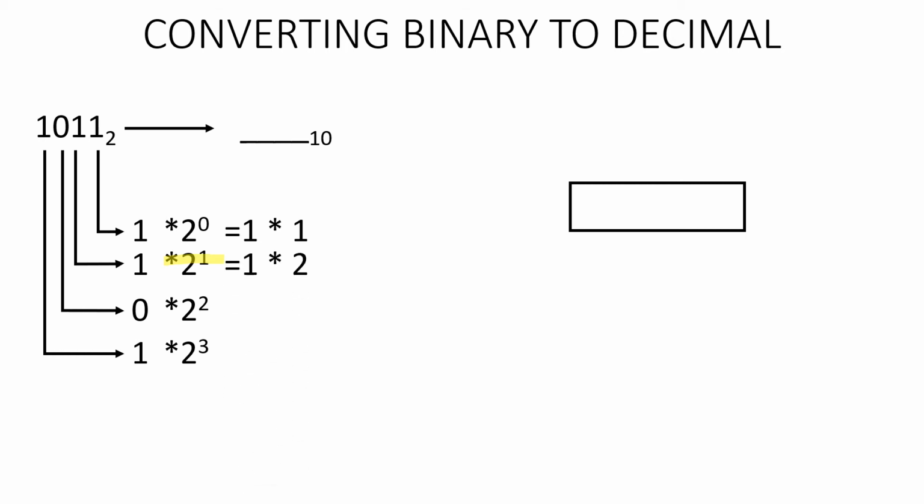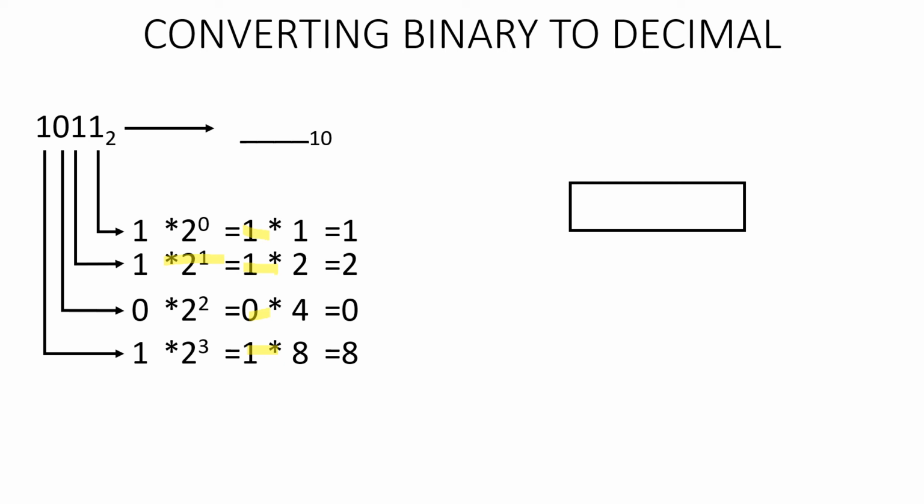So that's going to be 1 times 2. Next, we have 2 raised to 2, that is equal to 4. So that's 0 times 4. And then, lastly, 2 raised to 3 is 2 times 2 times 2, that's equal to 8. So 1 times 8. Now, you have to get the product of each of these. First we have 1 times 1 is equal to 1. 1 times 2 is equal to 2. 0 times 4 is equal to 0. And then 1 times 8 is equal to 8.